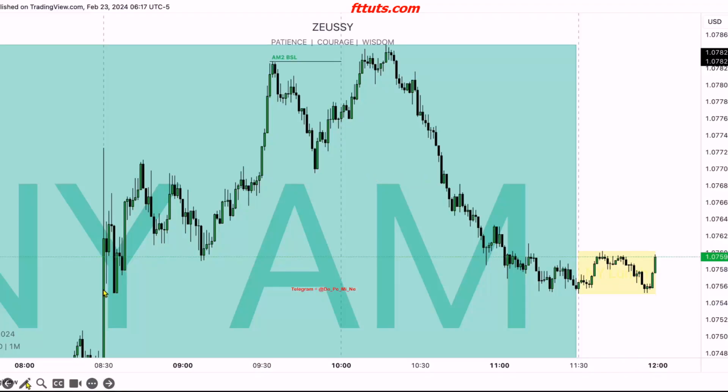Now, my question to you is the following. What confirmed the change in state of delivery above the second AM cycle's buy side liquidity? Take a good look and we'll then showcase it to you. This down close candle was a bearish breaker. Why was this a bearish breaker? Because we saw a high form, low, higher high, lower low.